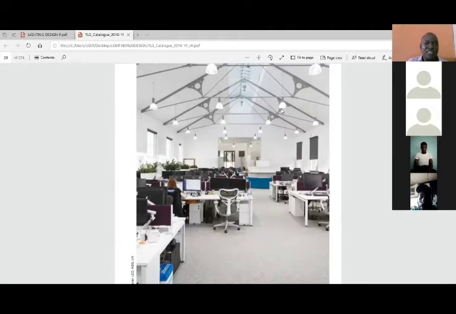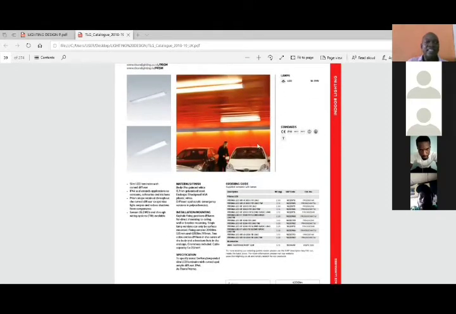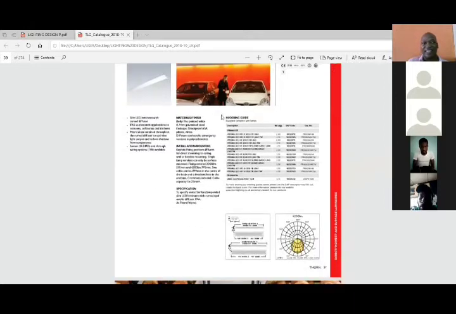Look at this office space. Look at the type of fitting that is deployed. Look at the beauty. Look at the aesthetic nature of what the layout looks like. We can also see this. So look at this parking lot, like a basement. See the type of fluorescent that is being deployed. And look at the effect on the wall and the ceiling.